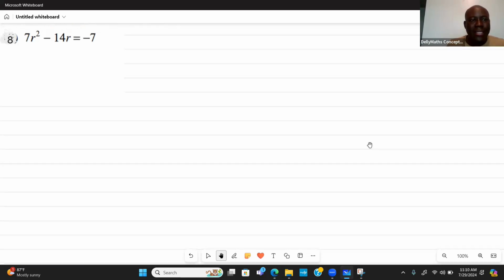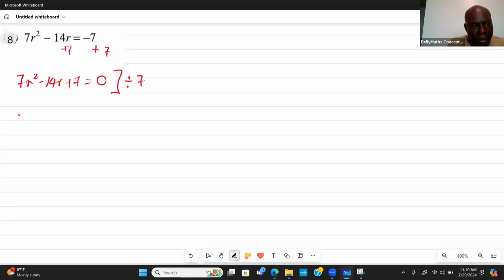So number 8, my last question here. I'm going to be adding 7 to both sides, and when I do that, I'm ensuring that everything is equated to 0. So we're looking at 7r squared minus 14r plus 7 equals 0. I'm going to divide everything throughout by 7 because it is possible. So I'm left with r squared minus 2r plus 1, and this is equal to 0.